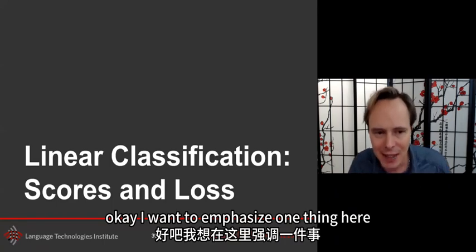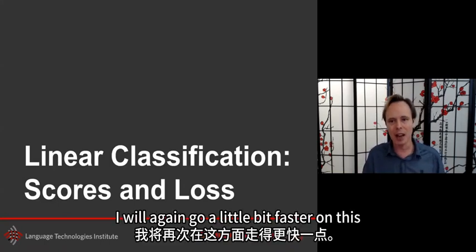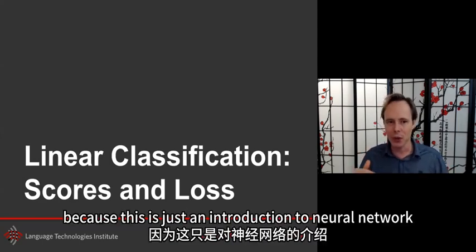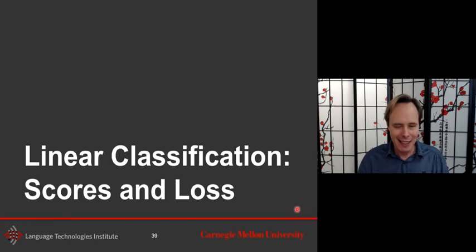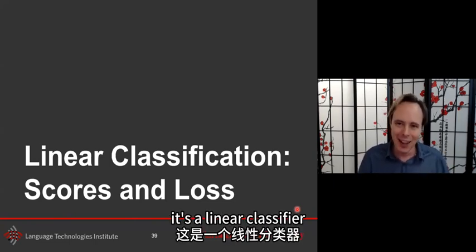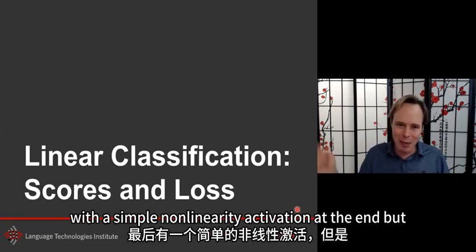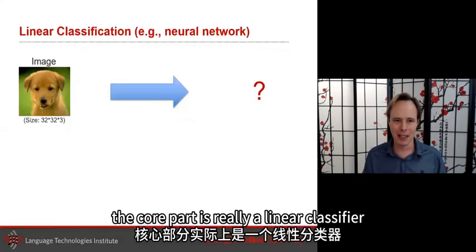Okay, I want to emphasize one thing here: the linear classifier. I will again go a little bit faster on this, but what I want to talk about here is the idea of, because this is just an introduction to neural networks, I could have called this just neural networks these days, but I don't know. For me, it's a linear classifier. A neuron is a lot like a linear classifier, with a simple nonlinearity activation at the end. But at the core of a neuron, the core part is really a linear classifier.